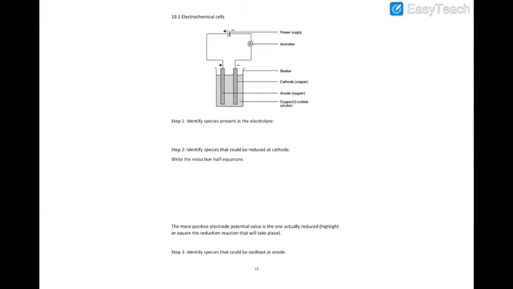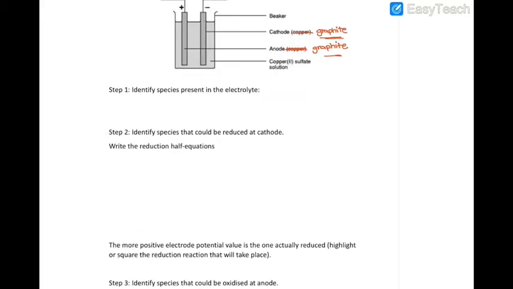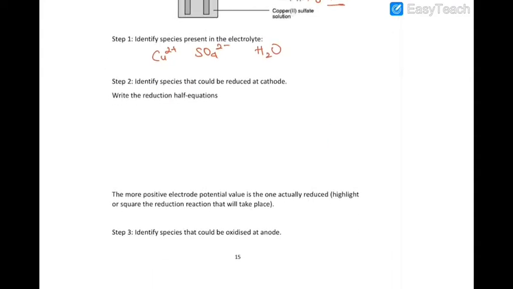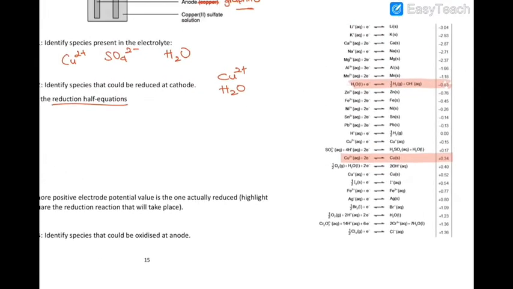Now let's see electrolysis of copper(II) sulfate using graphite electrodes. So these are inert electrodes. So copper(II) sulfate dilute, so you have Cu2+, SO4 2-, and water. At the cathode, you can have reduction of Cu2+ or reduction of H2O. Half equations. So for Cu2+, we have this equation, and for reduction of water, we have this equation.